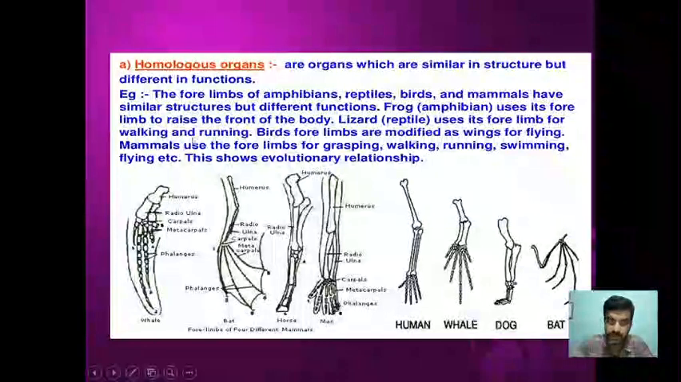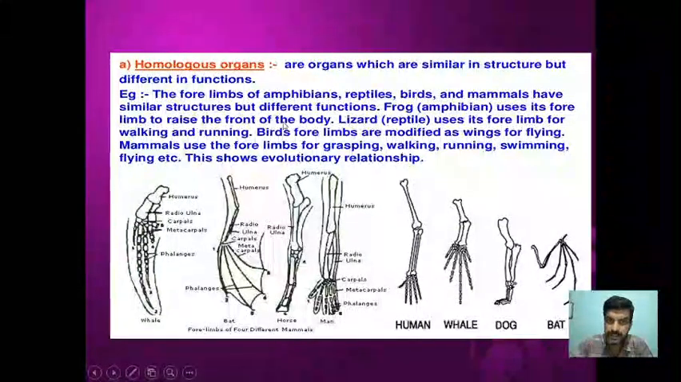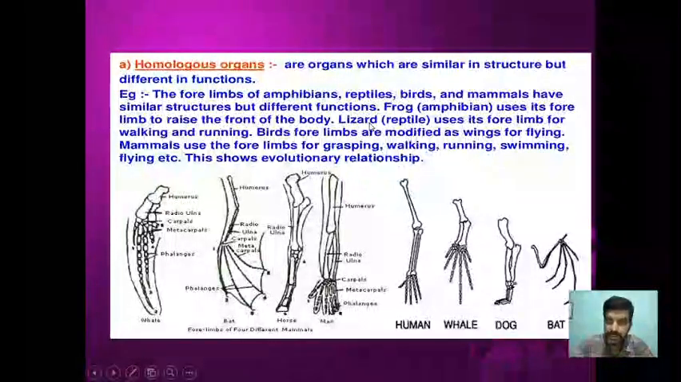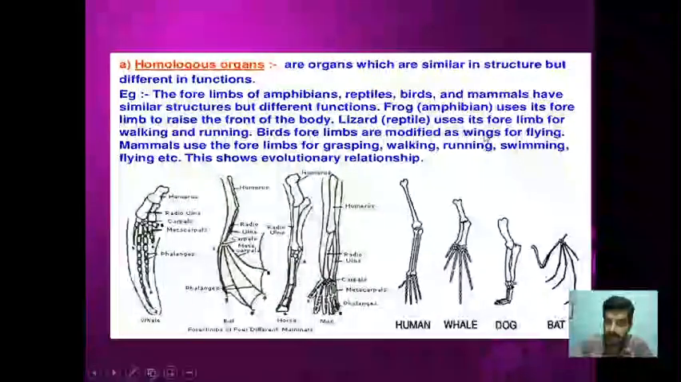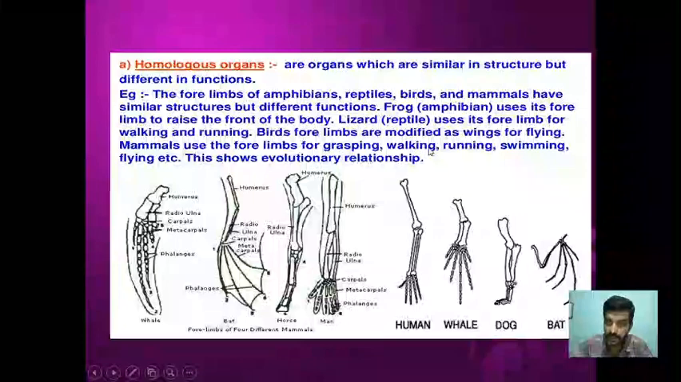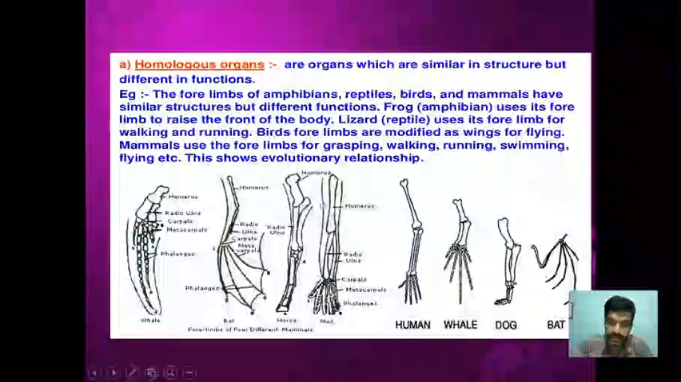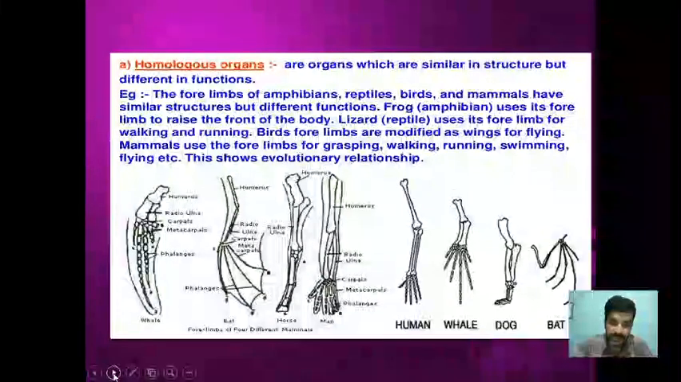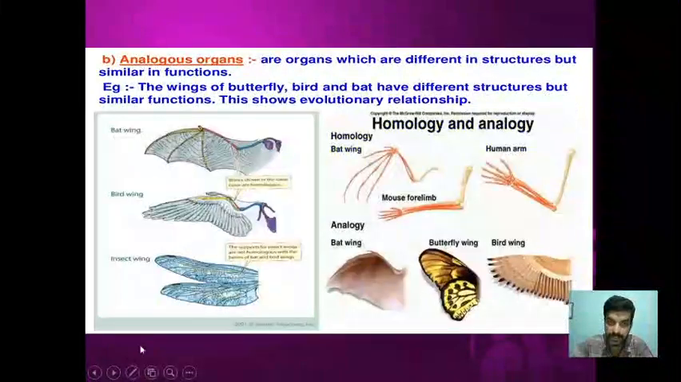Right? Frog uses it for jumping, or what we say the hopping purpose. Then lizard uses it for walking and running. Birds use it for flying. Mammals use it for grasping, walking, running, swimming, etc. So that is the same structure but performing different functions according to their environment.